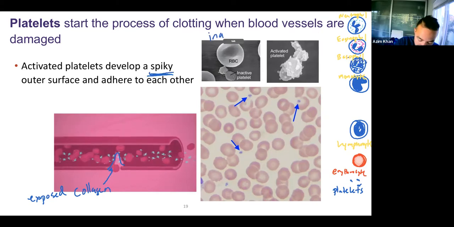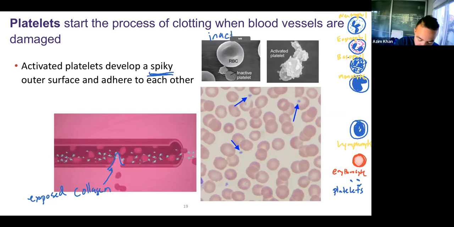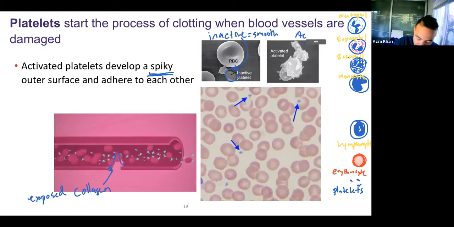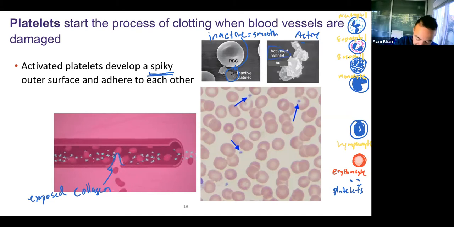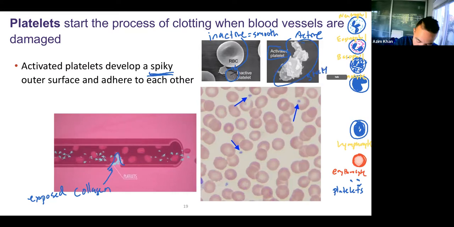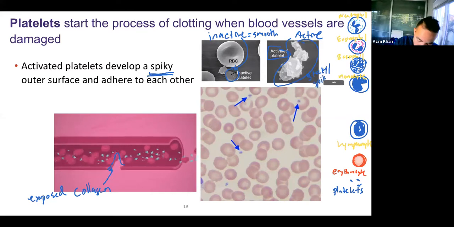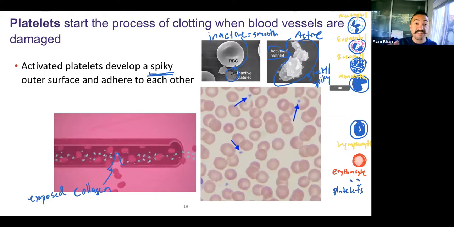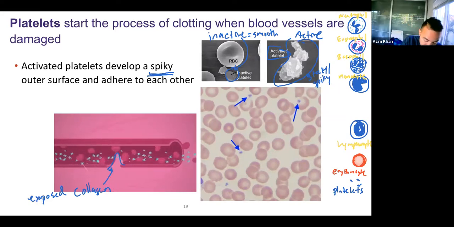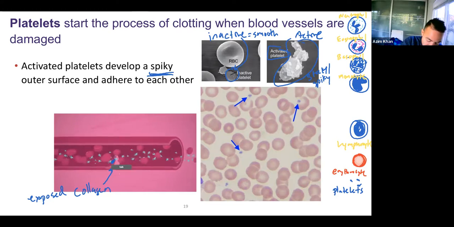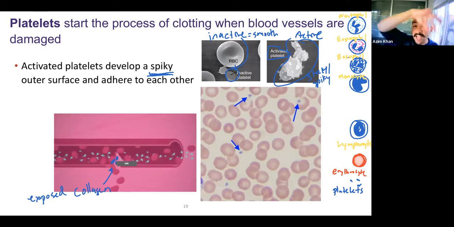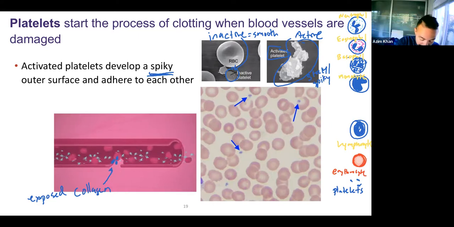Here, take a look at the top right. An inactive platelet is nice and smooth, while an active platelet is sticky and spiky. And when it's sticky and spiky, the platelets stick to each other. So one platelet sticks, then another one does, and another one does into that damaged area, and you're creating what's called a platelet plug.